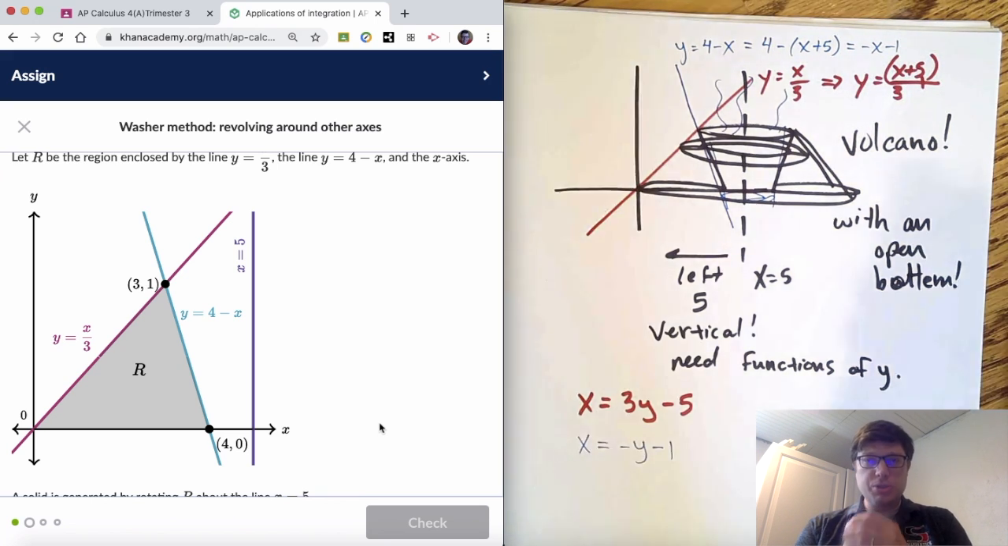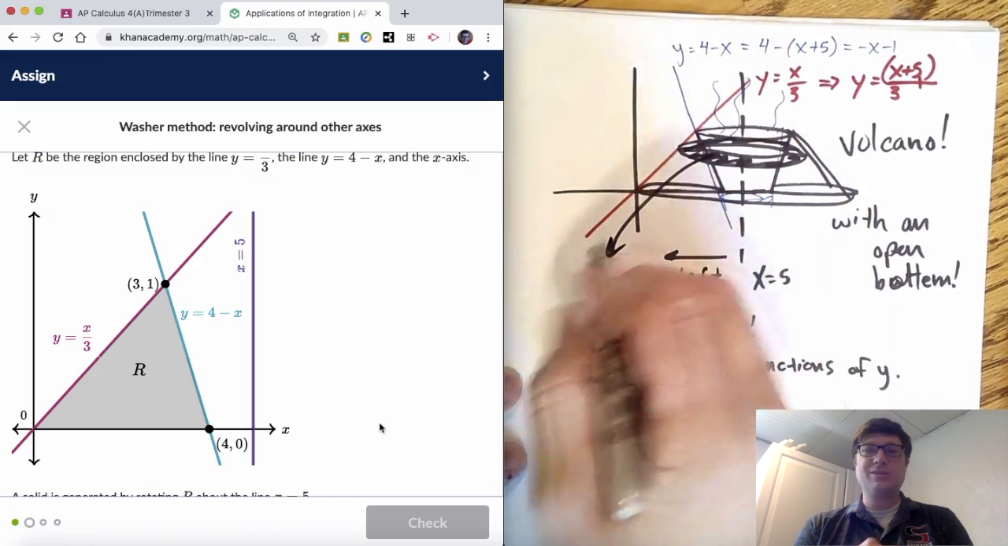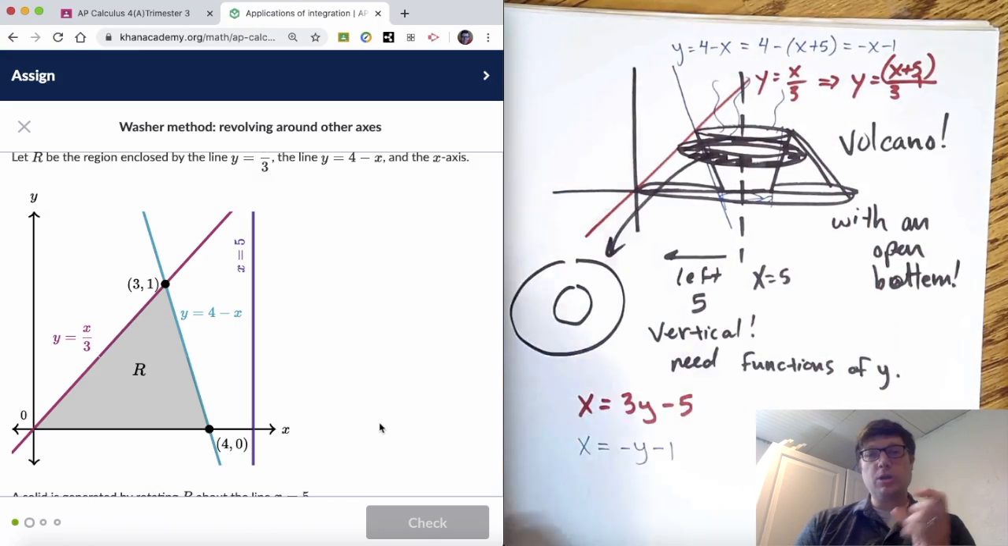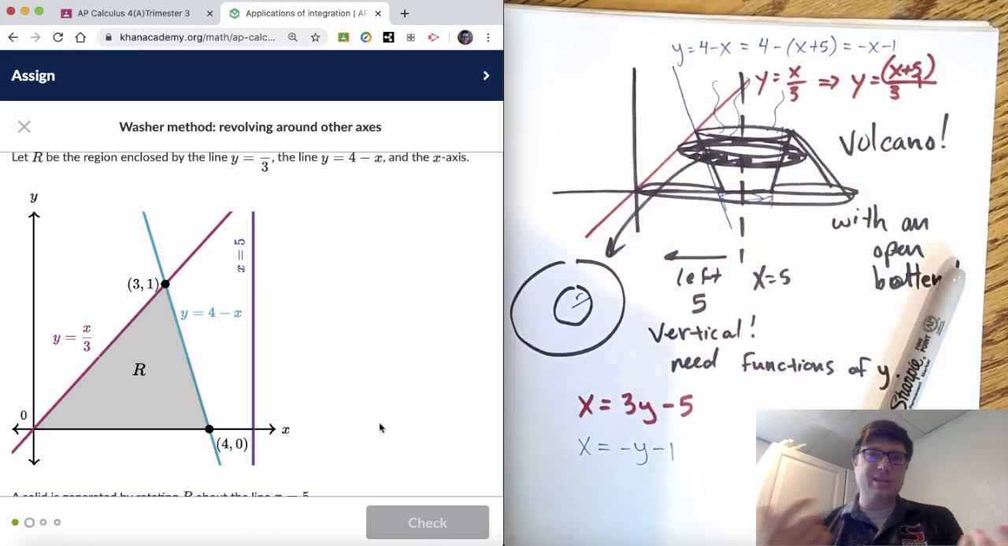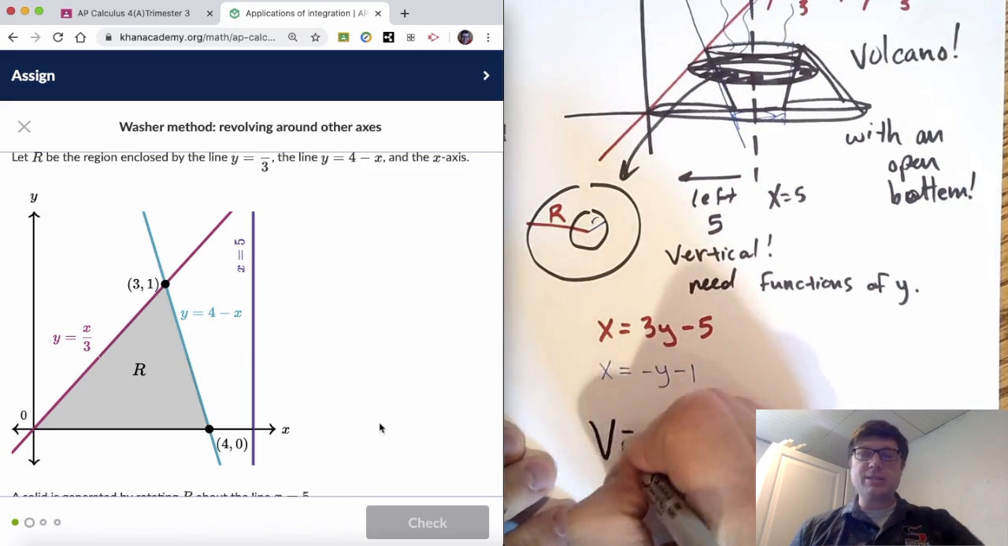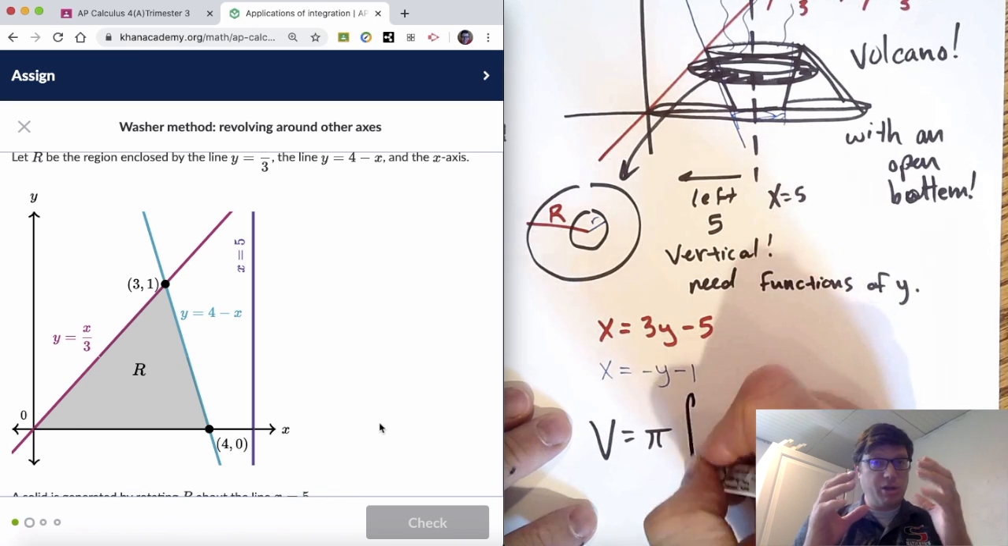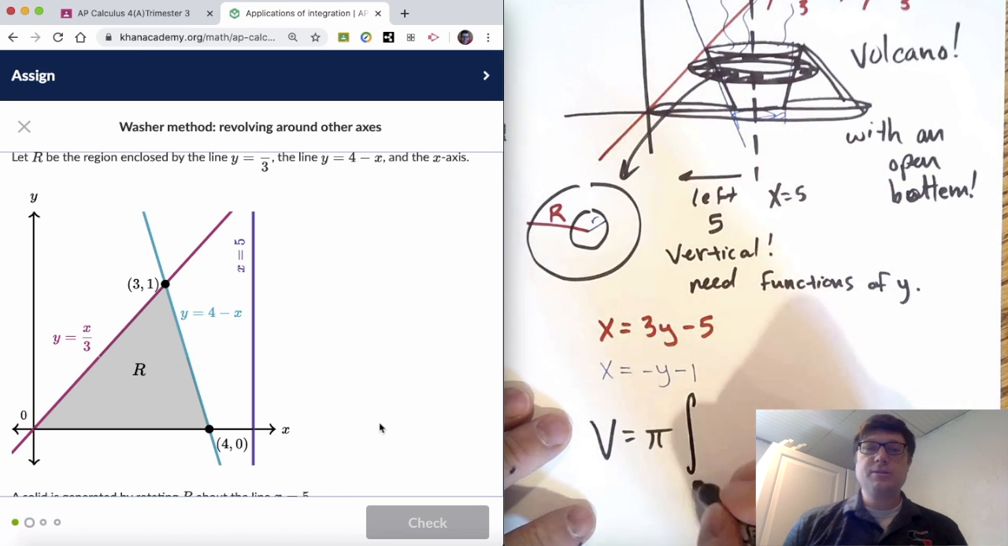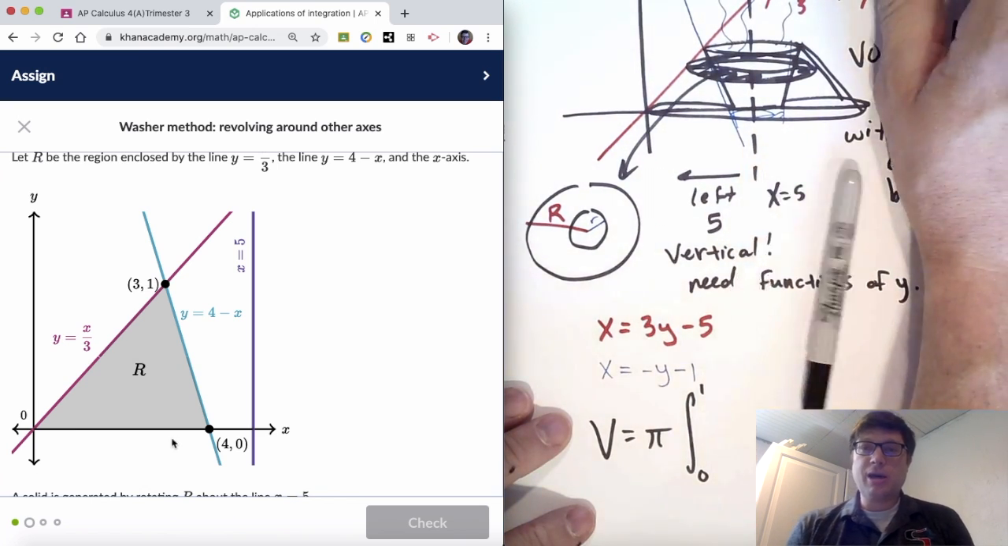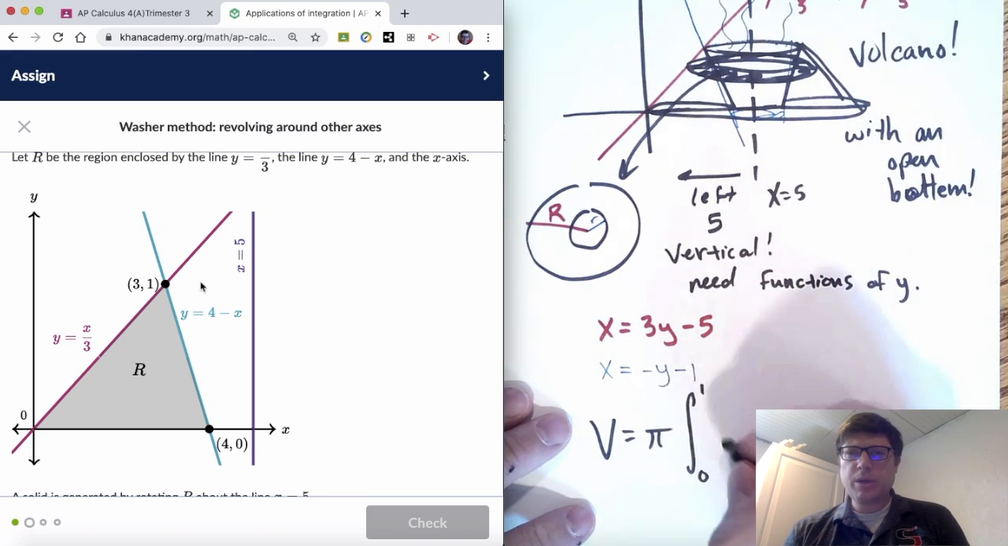One of those is closer to the line of symmetry, closest to that circumference. So that would be our little r. And in this case, it's the blue one. It's the -y minus 1. And then the outer radius is the function within our interval that's furthest away from the axis. And in that case, that's going to be 3y minus 5.